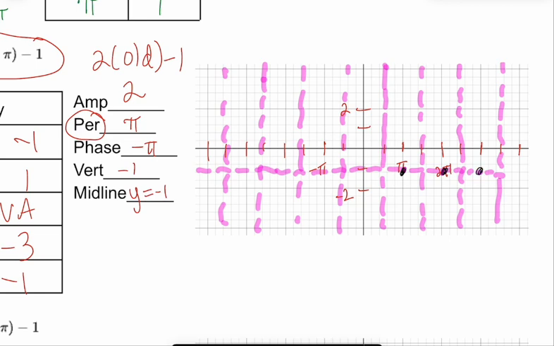Because in the middle, tangents and cotangents hit the middle line. Smack dab in the middle, between the vertical asymptotes, we always hit the middle line. The amplitude is 2, the stretch is 2. So instead of going up 1, it goes up 2.